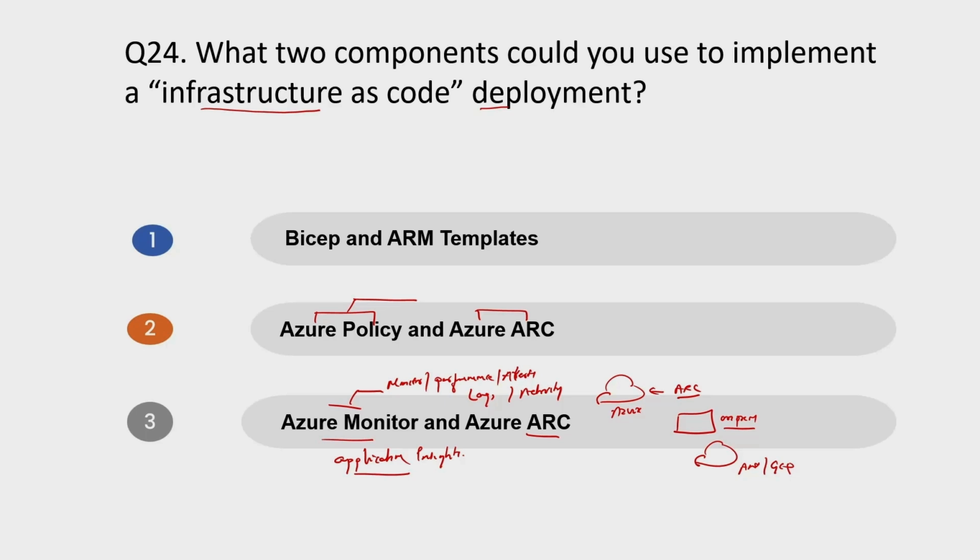The right answer is Bicep and ARM template. So we'll be able to use Bicep and ARM templates to provision the resources in Azure Cloud. Both these tools are specific to Azure.